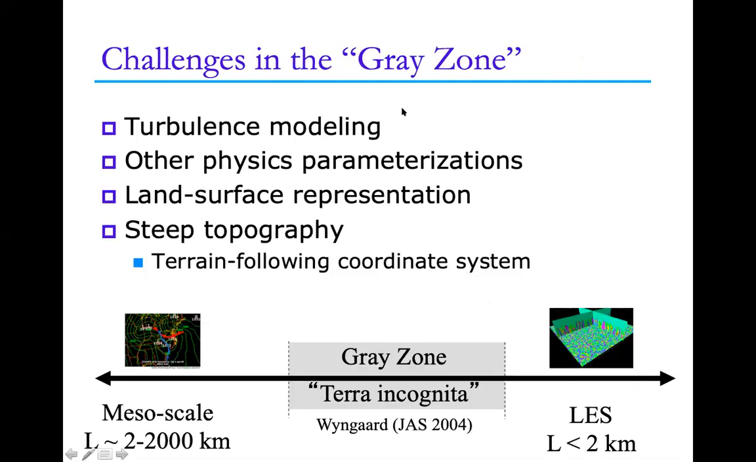So turbulence modeling is one of the challenges in the gray zone. Questions also about other physics parameterizations. When do you turn them off? When do you turn them on, like convective parameterizations? Similar questions about land surface and topography. And so I'm going to try to address some of these.